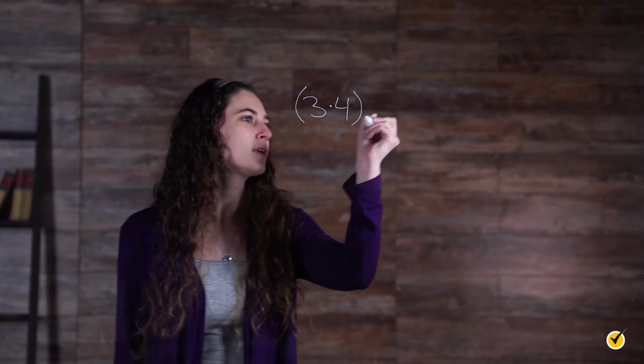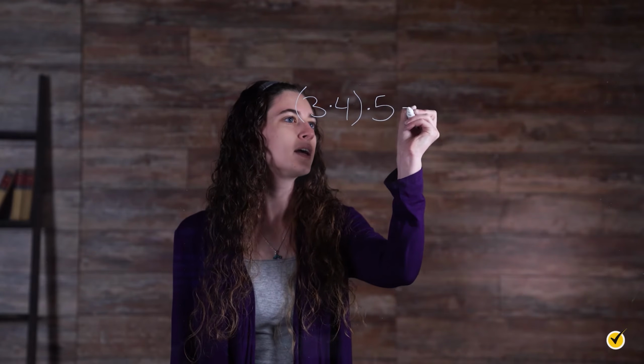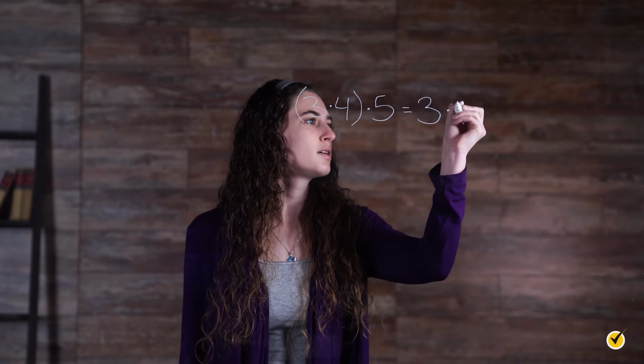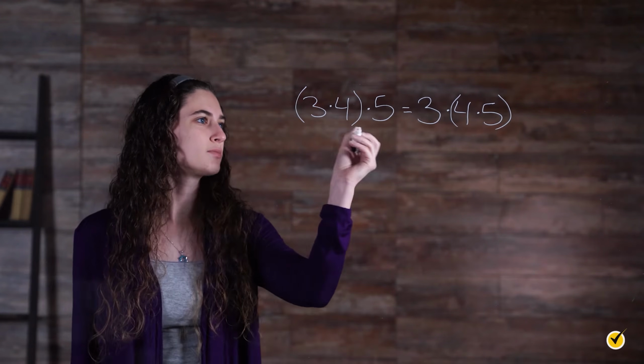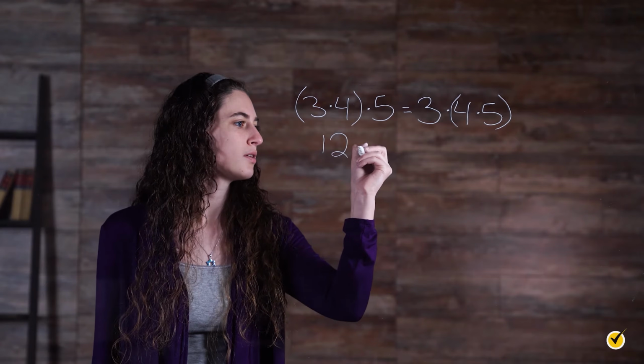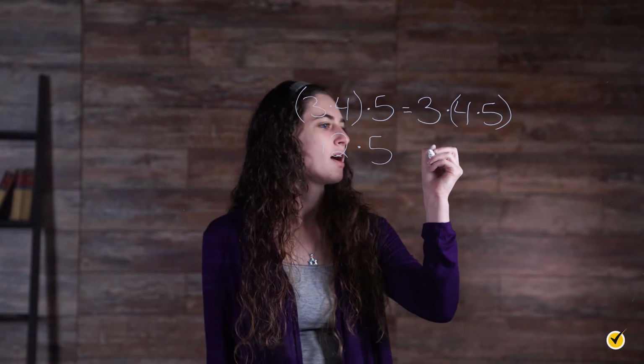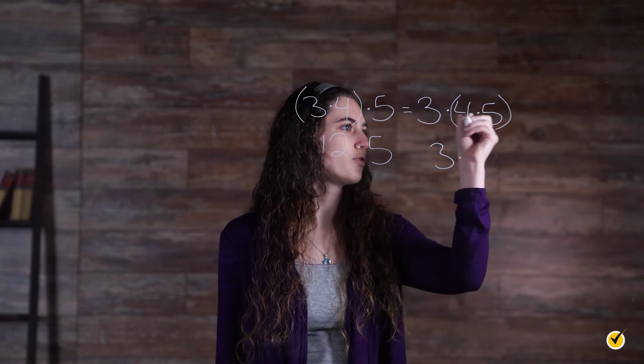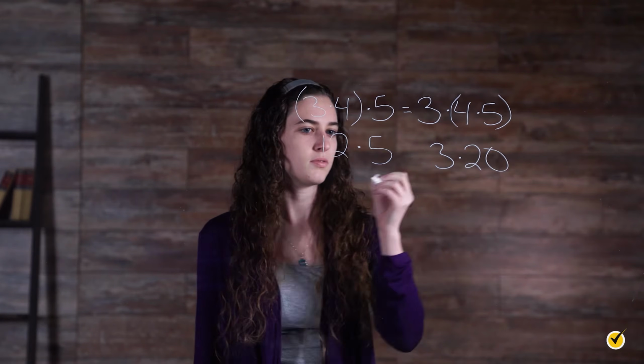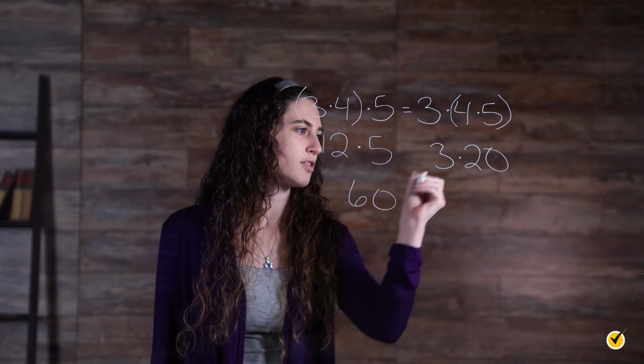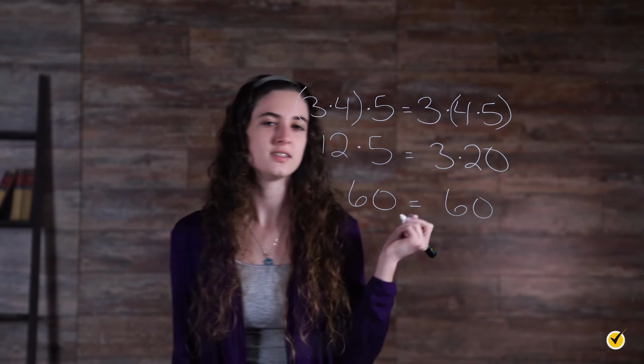Likewise, the order that we perform multiplication does not matter either. Let's say we have 3 times (4 times 5) equals (3 times 4) times 5. 3 times 4 is 12, times 5, and 4 times 5 is 20. 12 times 5 is 60, and 3 times 20 is 60. So 60 is equal to 60.